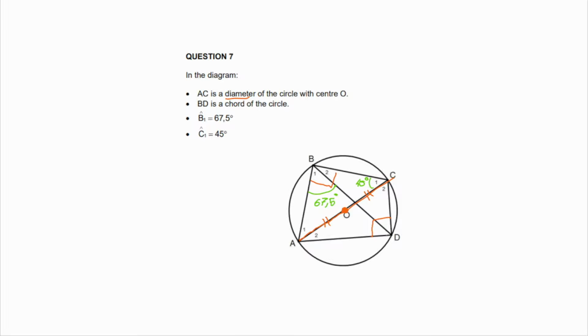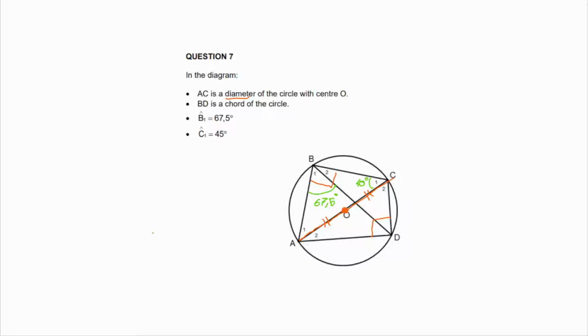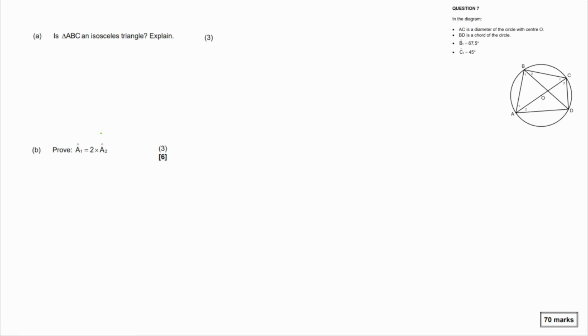Okay, let us have a look. What could they possibly ask us? They say, is ABC an isosceles triangle? Explain. So here we have triangle ABC, and they ask, is it an isosceles triangle? So we need to prove that A1 is equal to C1. And that is true, and the reason is because this whole angle is 90.